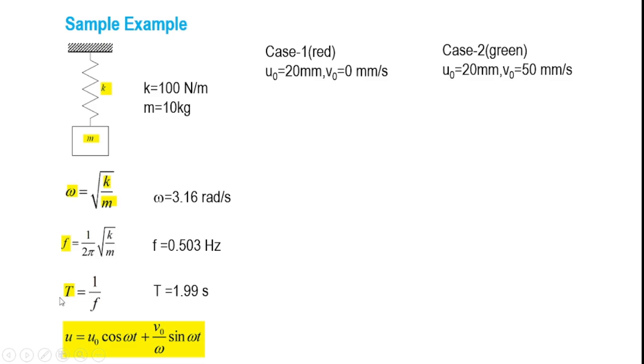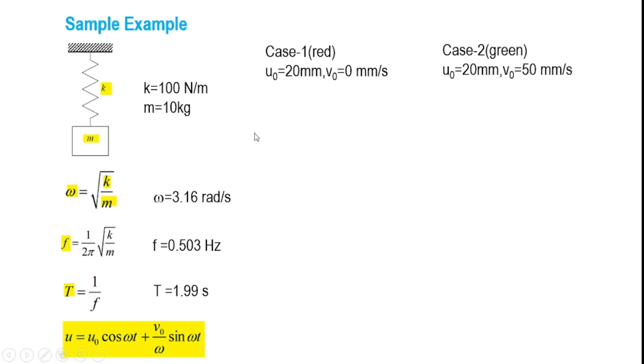And now the natural period is very simple. The natural period capital T is 1 by the frequency, and that is 1 by 0.503. That is equal to 1.99, which means that this spring mass system with K equal to 100 Newton per meter and M equal to 10 kg requires a time of 1.99 second, approximately 2 seconds, let us say, to complete one cycle of vibration.